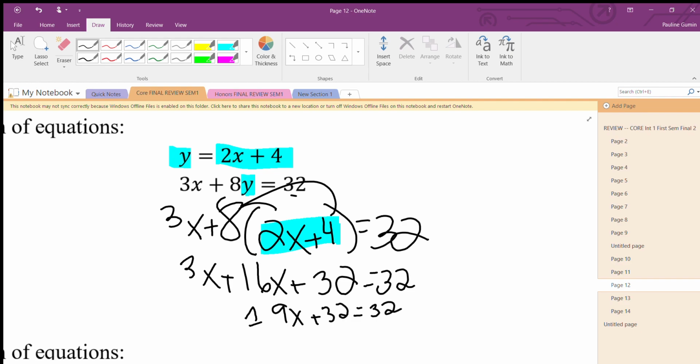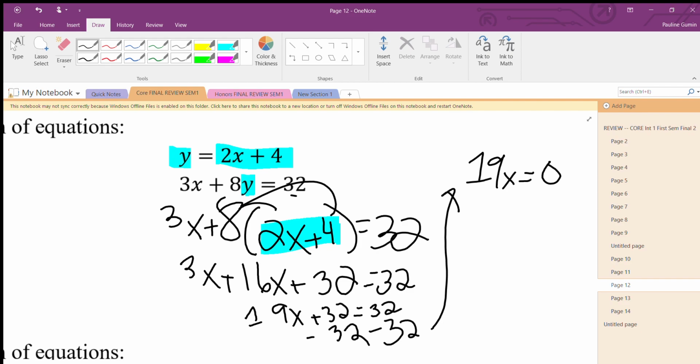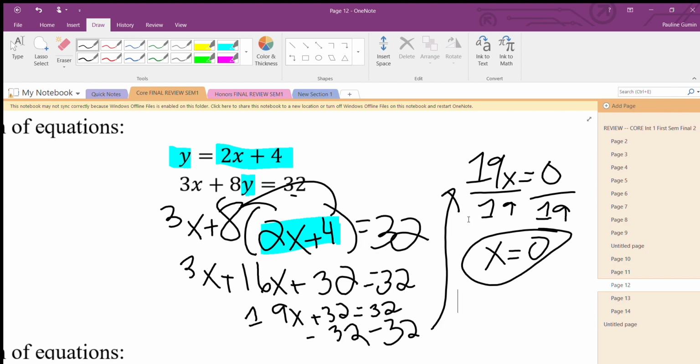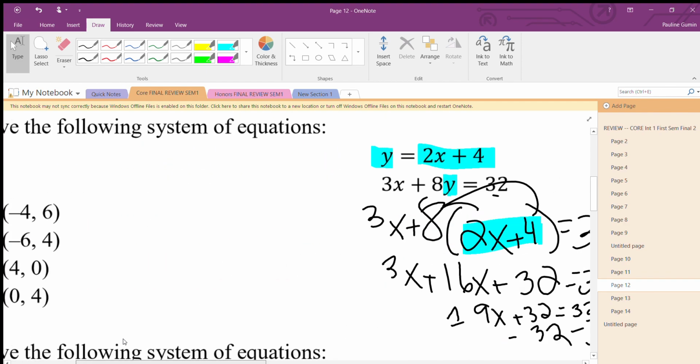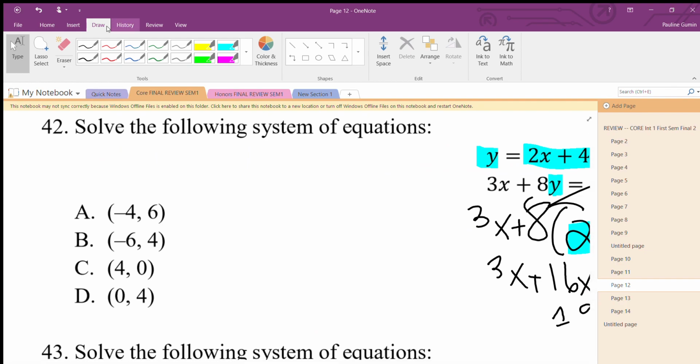I continue solving this by subtracting 32 from both sides. I'm going to bring it up here. So therefore 19x equals 0. We divide by 19, and yes, this is allowed. A legal math move. X equals 0. All right, let's check it out and see if any of our options have x equals 0. Oops, wrong way. Ah, fantastic. Letter D is our answer.